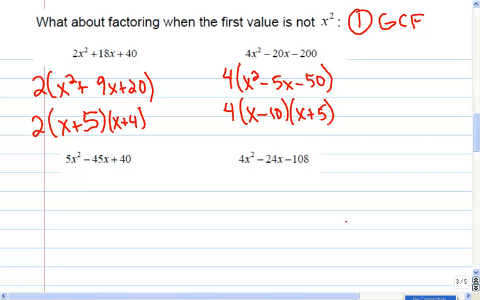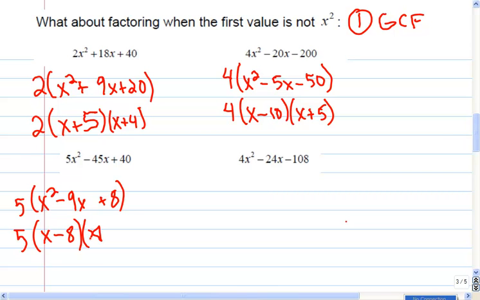Okay, so if we take out the greatest common factor, it can be done just like the previous examples. So I'll put the rest of these ones up here for you. That'll be 5x squared minus 9x plus 8. So you can check this over against what you've got written down. Minus 8, and then x, whoops, minus 1. And finally over here, x squared minus 6x.